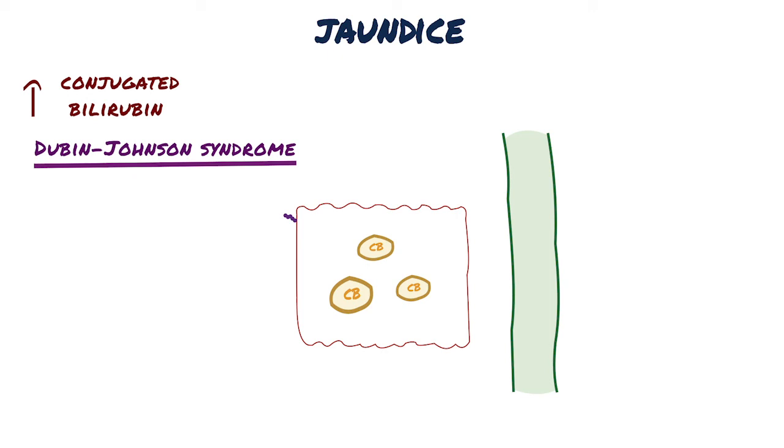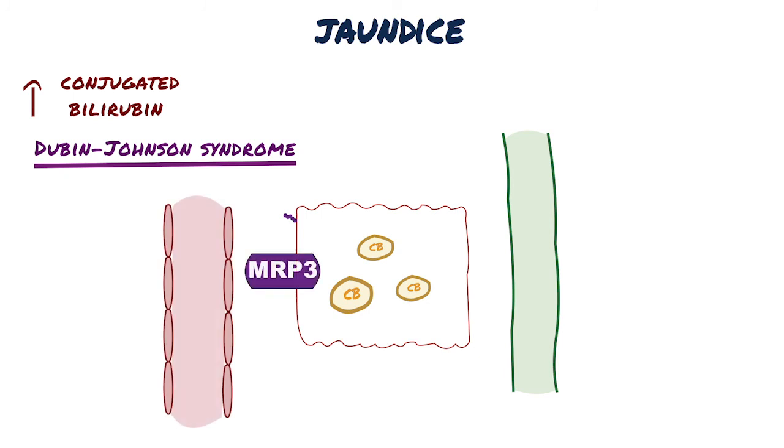It's thought that when the MRP2 transporter is defective, another transporter, MRP3, is upregulated, though this transporter moves it into the interstitial space and blood flow, as opposed to the bile canaliculus. So in this case, you'll have increased conjugated bilirubin in the blood.